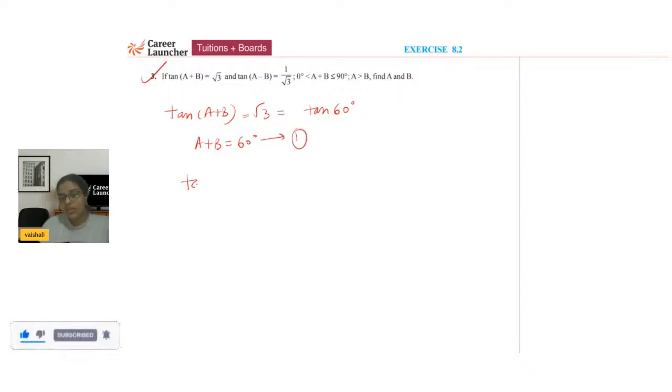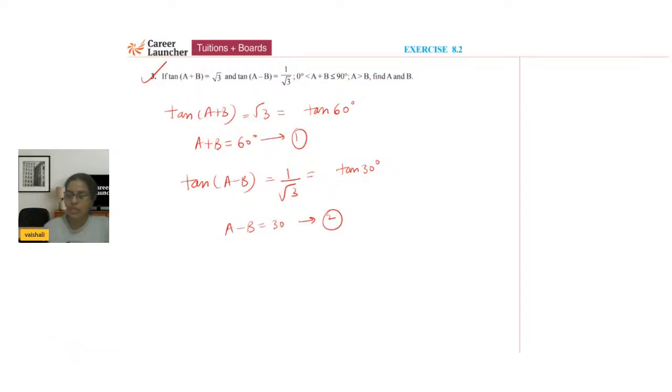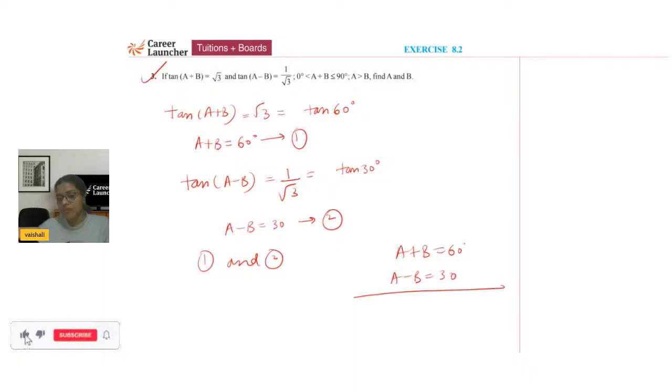Now in another scenario, you are having tan(A minus B) is equal to 1 by root 3, or tan of 30 degrees. Now these two values are equal, so I can equate the angles. Now if you recall, we studied in linear equations that if I'm dealing with two linear equations, I can apply the elimination method. So from 1 and 2, if I'm adding these two equations, I can cancel out my B, and what I'm having is 2A is equal to 90, or A is equal to 45 degrees.